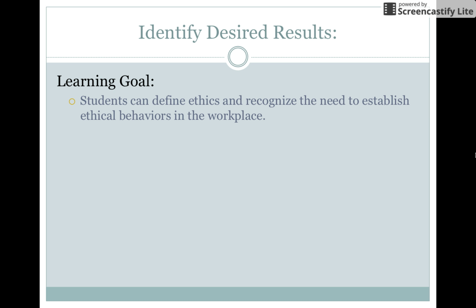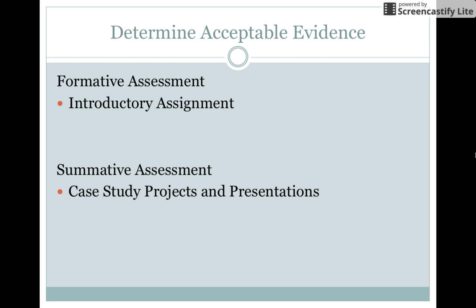So then I looked at this goal and I asked myself how I was going to assess my students on that. So we went to stage 2, determining acceptable evidence. And I did this in a formative assessment and summative assessment in this module. So the formative assessment was in the introductory activity, in which they had to define in their own words 3 terms: ethics, business ethics, and code of ethics. And while these all 3 sound similar, there are differences, and they need to know the differences. And then the summative assessment for the end was a case study project and presentation.